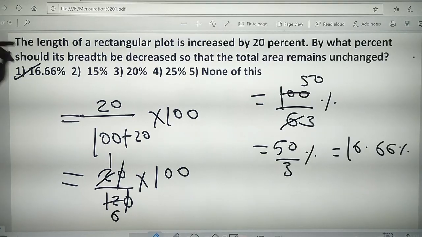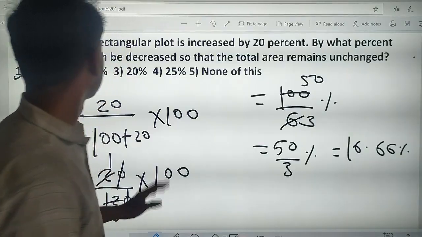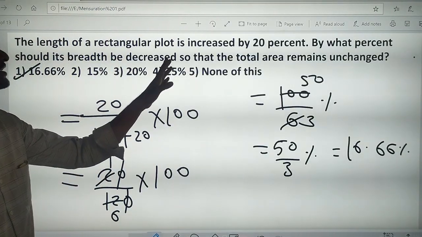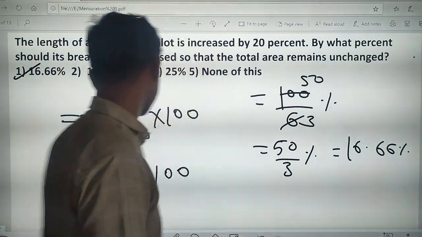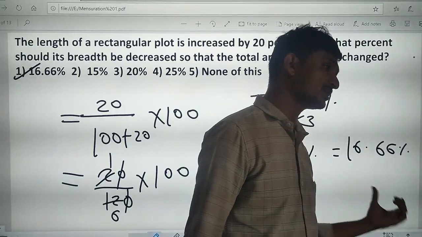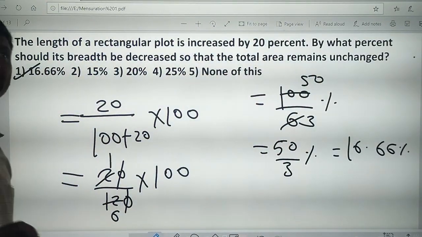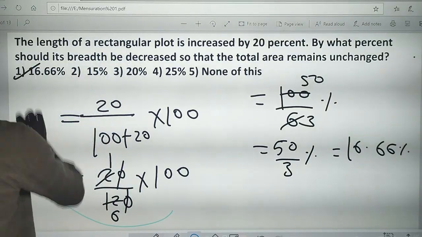Your answer is 16.66%. If the length of the rectangular plot is increased by 20%, then the breadth must be decreased by 16.66% so that the total area will be unchanged. Now next.